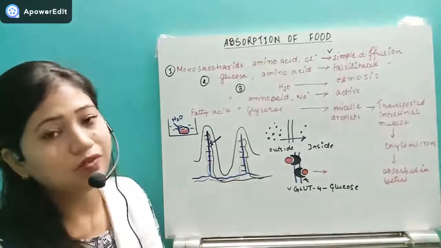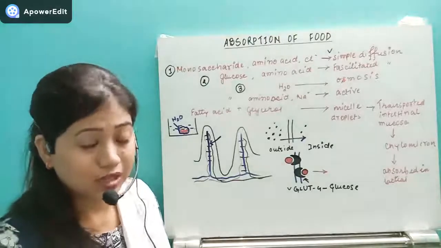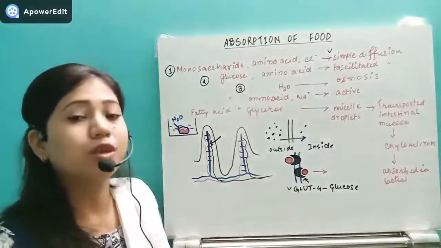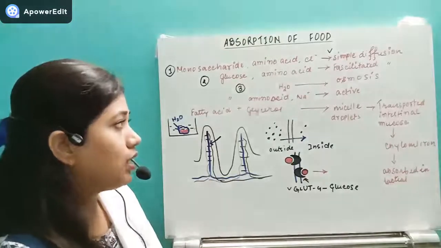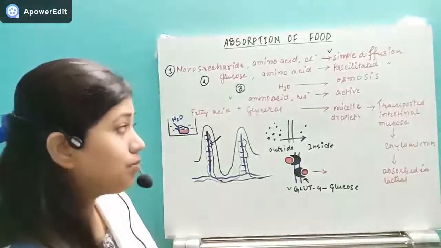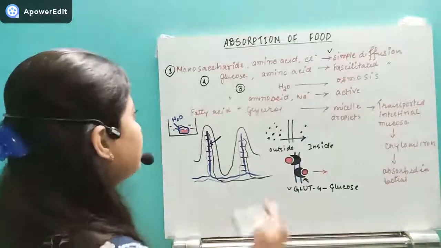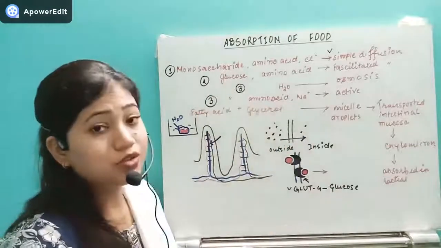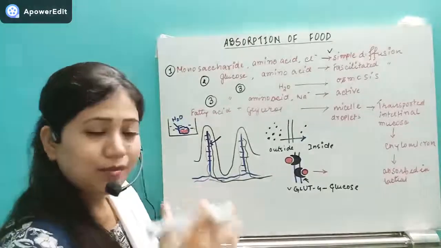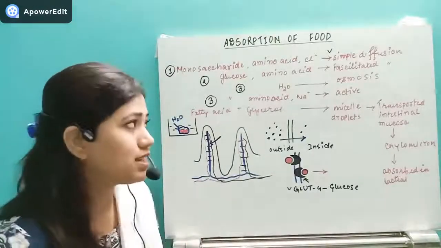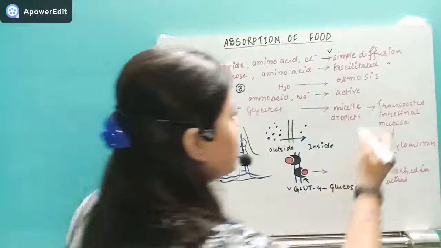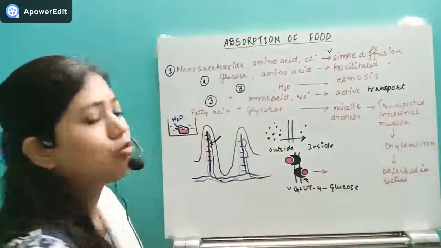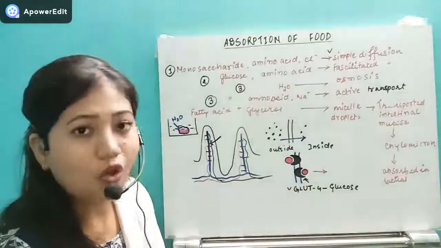And remember, water will be absorbed everywhere in the gastrointestinal tract, and maximum water will be absorbed in the large intestine. Next one, if it is another type, once again movement, what is that? That is the glucose, amino acid or the sodium ion that will be absorbed by another process, that is active transport. So what is this active transport? For active transport you require the utilization of energy.